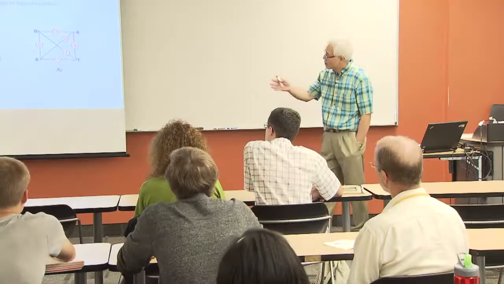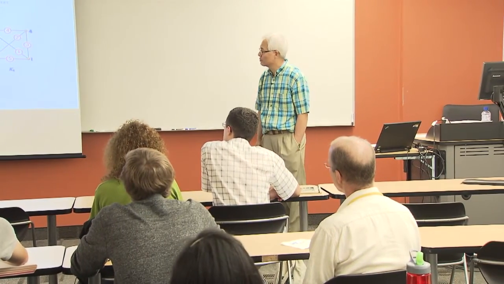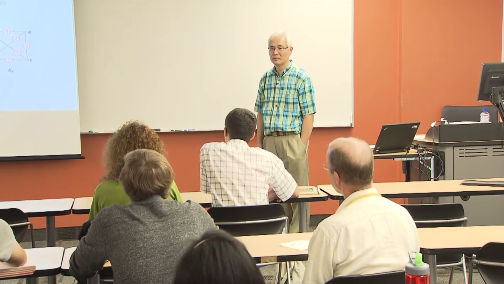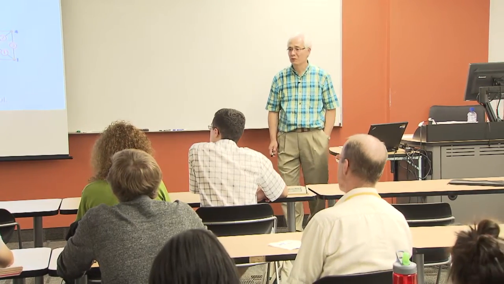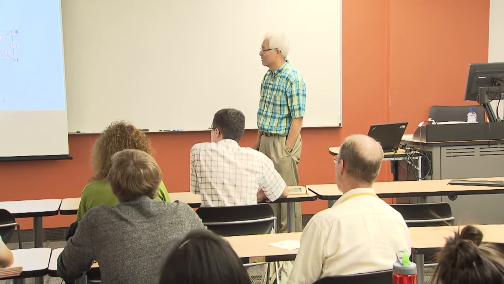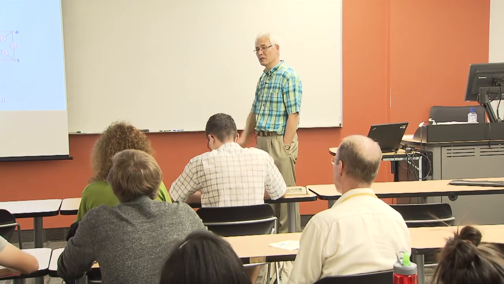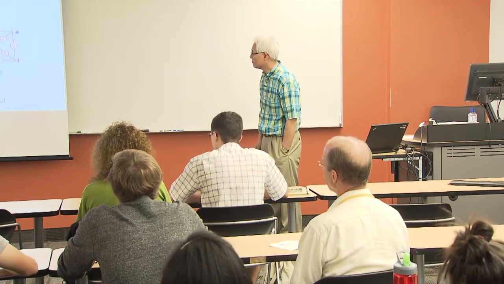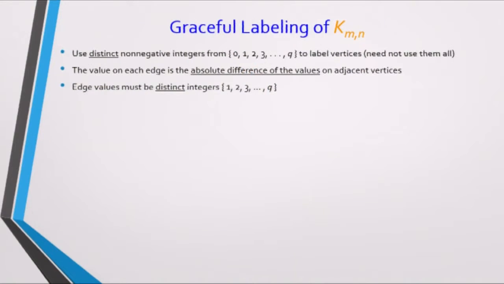So, complete graphs up to K4 are okay, but Solomon Golomb says after that, it's impossible. No matter how much we try, we cannot label the vertices so the edges get 1 through the number of edges. Next, complete bipartite graphs.